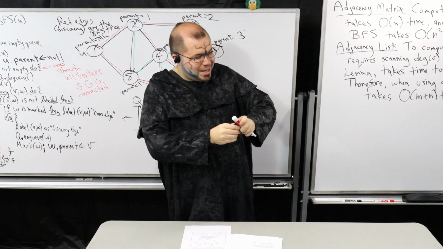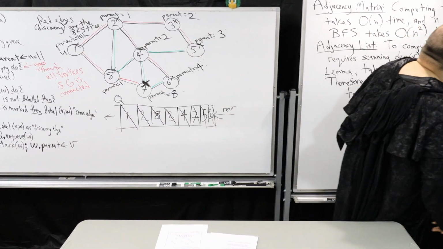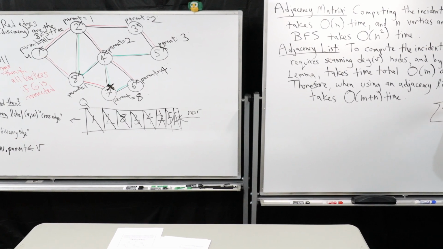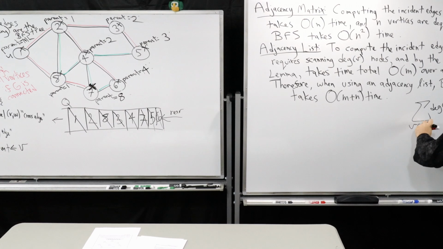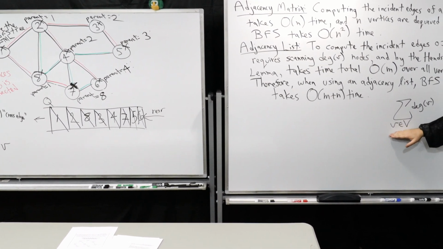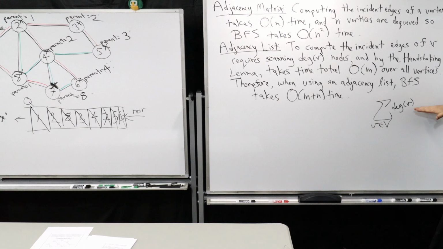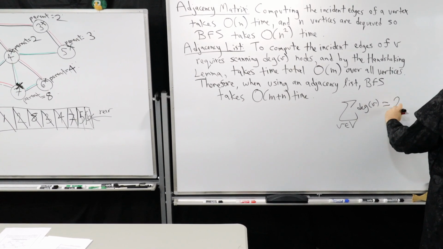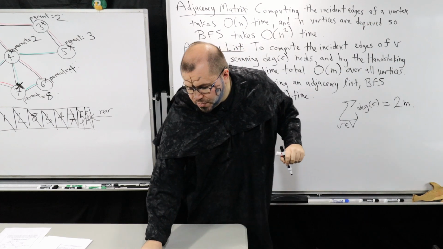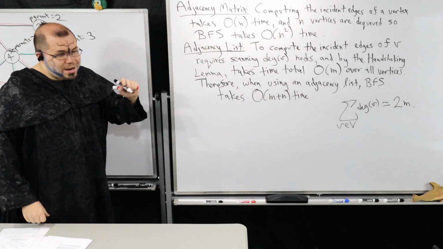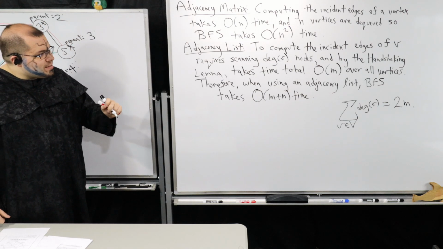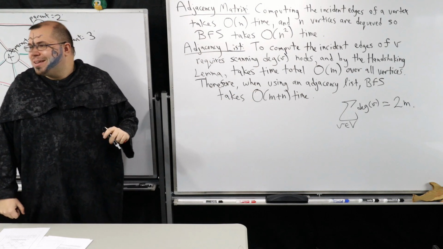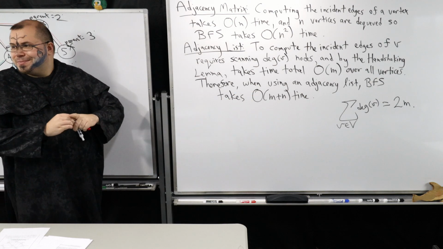Can you review the handshaking lemma? Remember, the handshaking lemma is that the sum of the degrees, so if I consider all the vertices in the graph, this is saying for each vertex in the set of vertices, the degree of that vertex, when I sum over all of them, is going to be equal to exactly twice the number of edges. But that means that it's big O of m, right? Because that's just a constant sitting in front of m. So that's where the big O of m comes from.